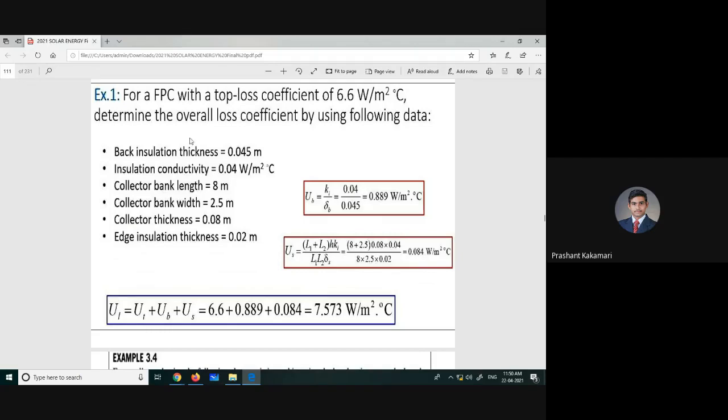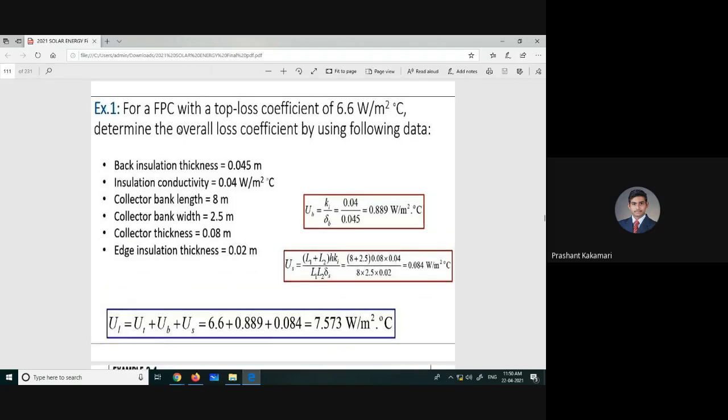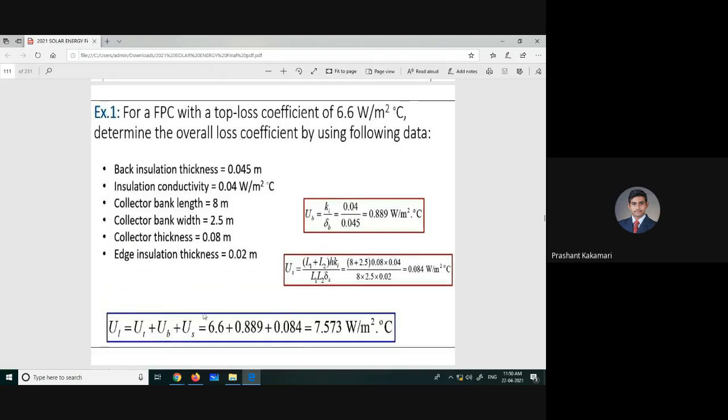Now see here, overall loss coefficient for the flat plate collector, by the design, we have many losses. One is the top loss, that is UT, overall loss from the top. Then bottom loss we have because of the conduction. Then at the side also we have conduction and convection losses where the air is interacting with the side surfaces. And if it is an inclined surface, at the bottom we can have both conduction as well as convection.